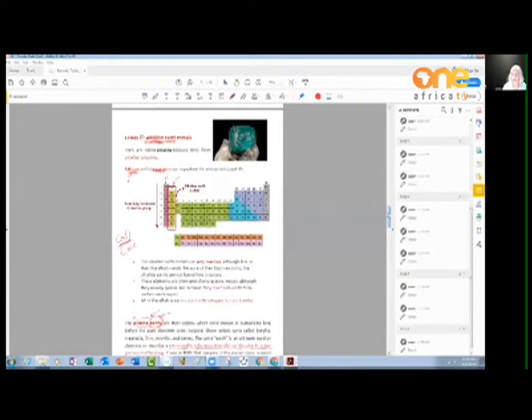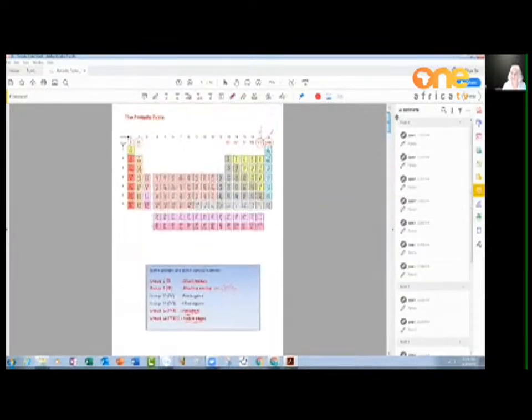Because the time is gone now, next week we need to discuss a little bit about the properties and characteristics of group seven, the halogens, and group eight, which are the noble gases, also two very important groups. And we're going to see that these halogens in group seven react very easily with the group one and group two elements, and we're going to see why.